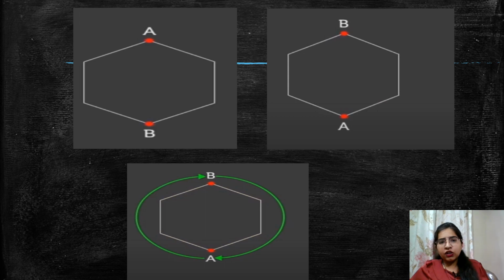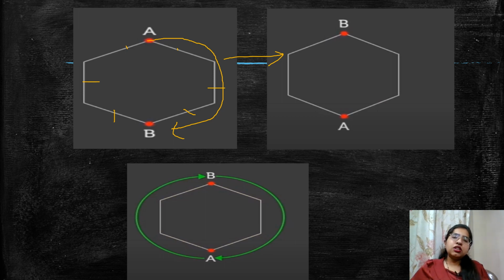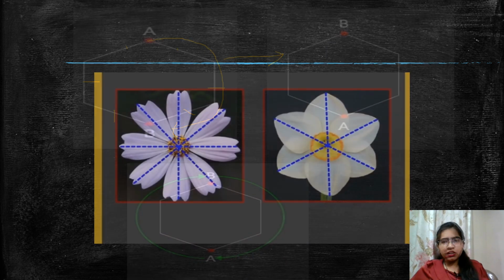This polygon has 1, 2, 3, 4, 5, 6 sides, right? So with these 6 sides we can call it a hexagon. When you rotate A to B, the position will be like this. See, B will be on top and A will be at the bottom, right? And the position is the same, no position is changed, so you can call it rotational symmetry.